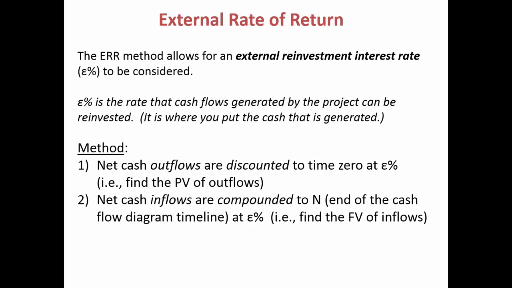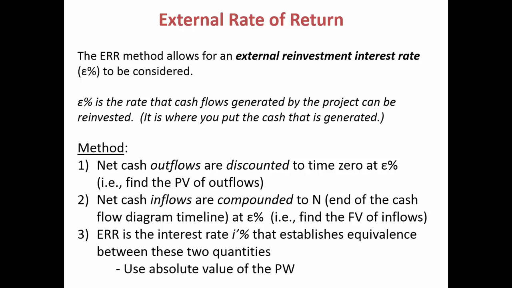you take all of the inflows from your cash flow diagram to the future, and you move it to the future at the same external reinvestment rate. And then the external rate of return, which is a different interest rate, is the unknown rate you have to solve for that makes the two equal, that makes the outflows at the present and the inflows in the future equal to one another.